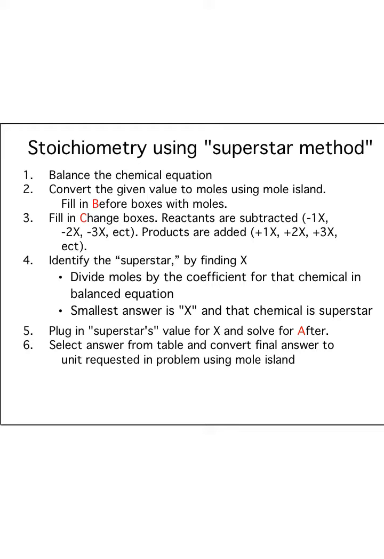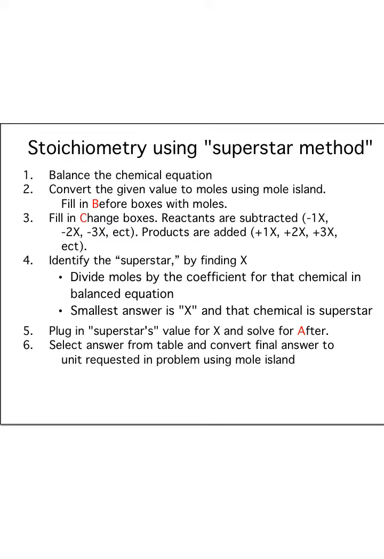Then we can fill in the change boxes. So remember, reactants are getting used up. So we do like minus 1x, minus 2x, minus 3x, depending on the stoichiometry, the balanced equation. And then products are made or produced. So we do plus 1x, plus 2x, plus 3x, or whatever the stoichiometry is.